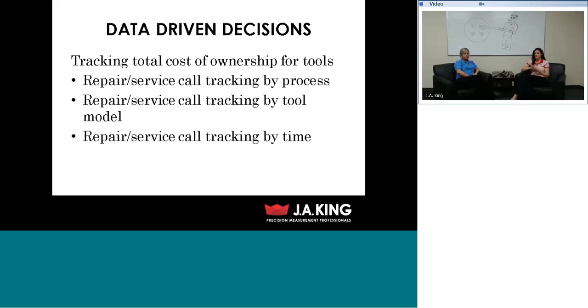We track that data by process, by the tool model, and by the time. So let's get into that a little bit more. Tracking by process helps determine if either you're using the incorrect tool for that process or if there is an issue within the process that is causing unnecessary abuse on a particular torque tool. Tracking by tool model can help determine if there might be issues with a specific tool model.